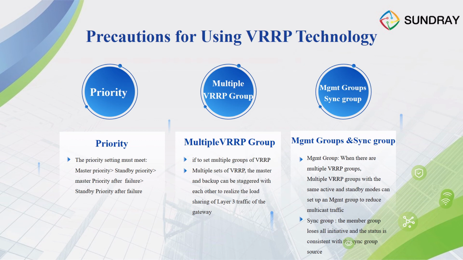So the Sundray switch also supports multiple VRRP groups. And then there is the management group and the member group. I will give an example so you will understand. For the management group of the VRRP, for switch 1 and switch 2, we have multiple VRRP groups, right? We need to negotiate with each other. But actually, these are two devices. They talk for the VRRP group in VLAN 1, and also they talk to the VRRP group for VLAN 2.